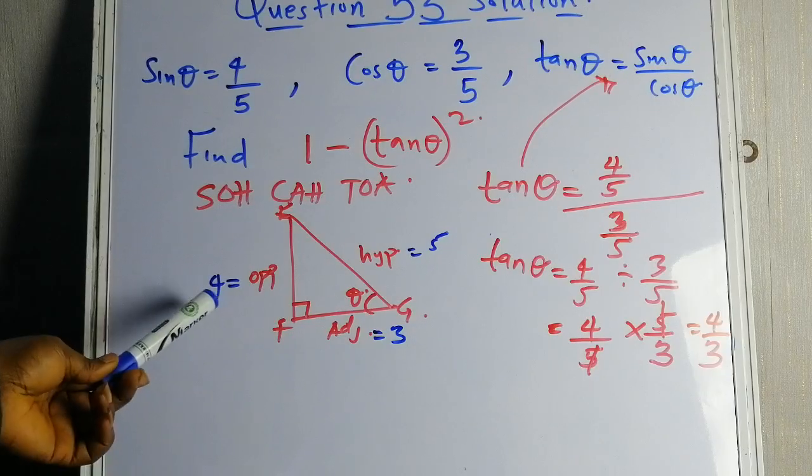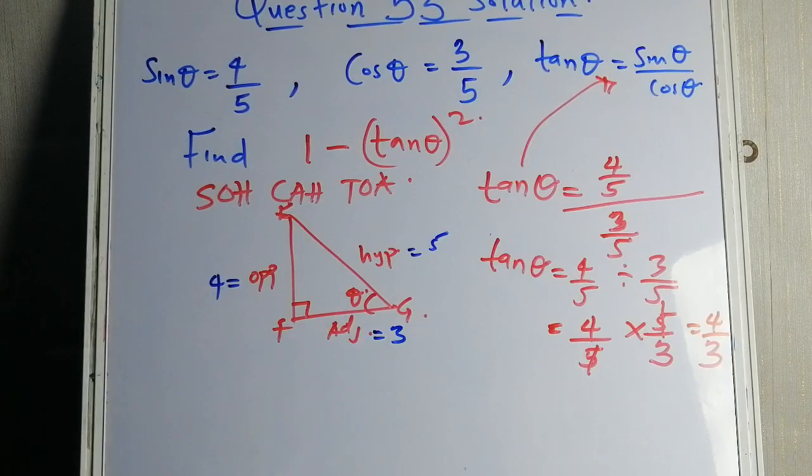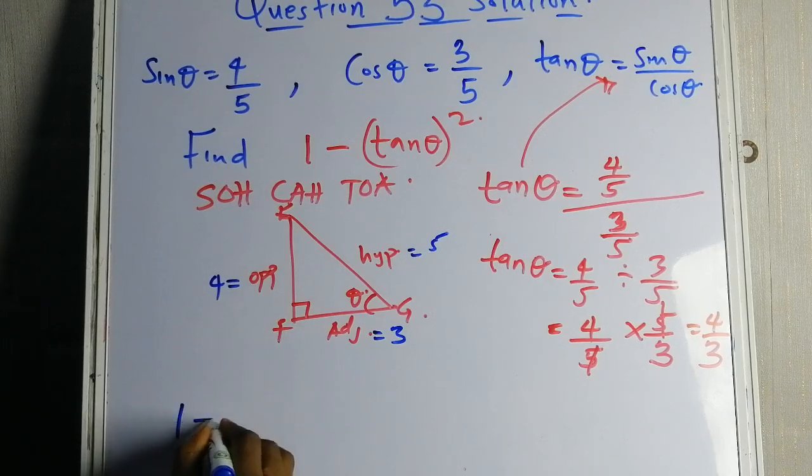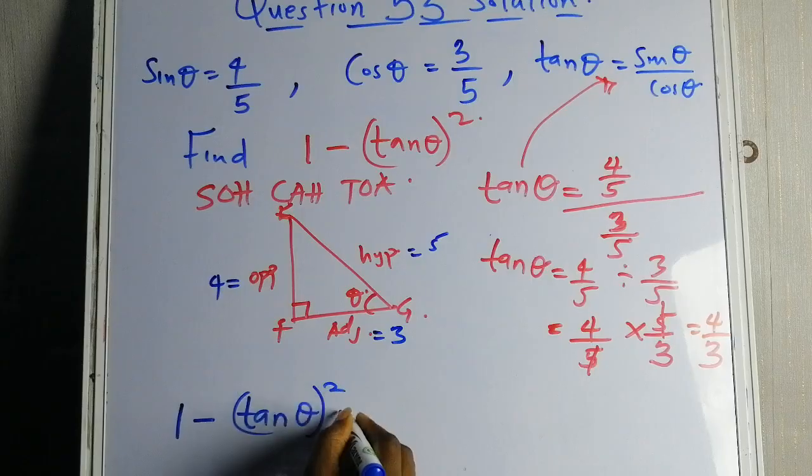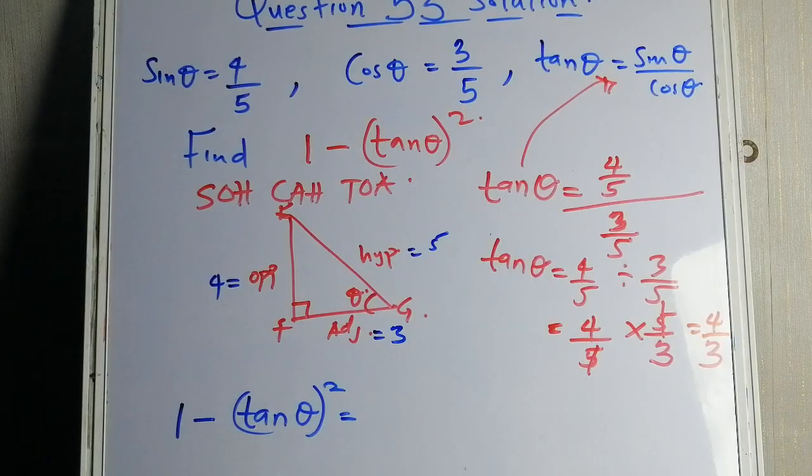What is your opposite? 4. What is your adjacent? 3. 4 over 3. It shows that tan theta is equal to sin theta over cos theta, which is very correct. So let's now go to the question. The question now says find 1 minus tan theta all square. What would that be? 1 minus tan theta all square.